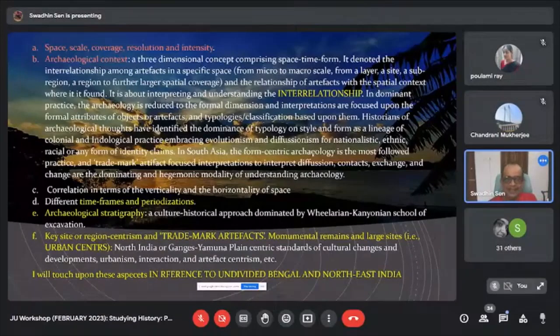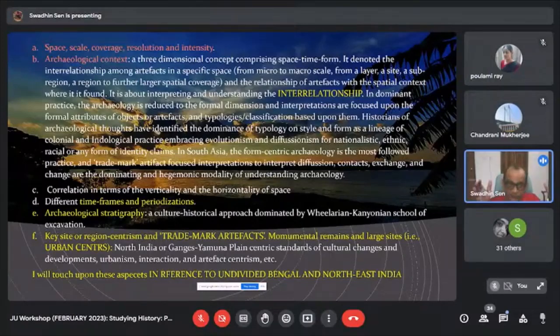And the third thing is the idea of the verticality and horizontality of space. In archaeological fieldwork or in archaeological understanding of time, horizontal and vertical is very important. And most importantly, when we talk about archaeology, we do not necessarily use the time frame or periodization following the established one, like ancient, medieval, modern, or early historic, early medieval, medieval, and so on. I will show that particular aspect of periodization in terms of archaeological stratigraphy, which I have already mentioned.